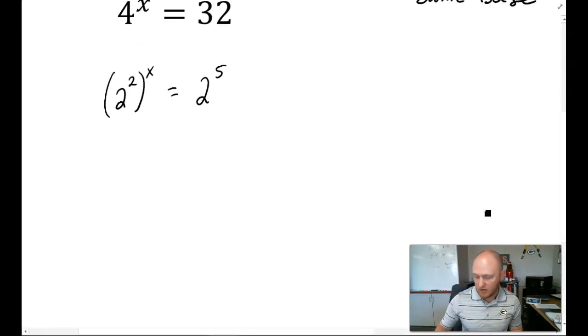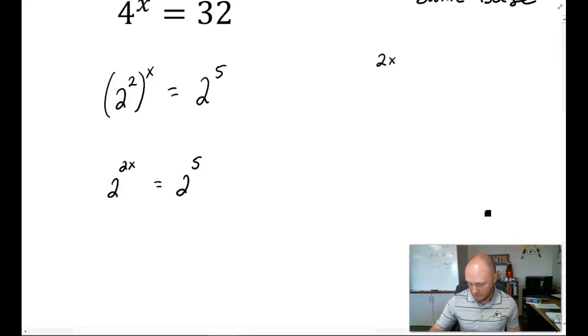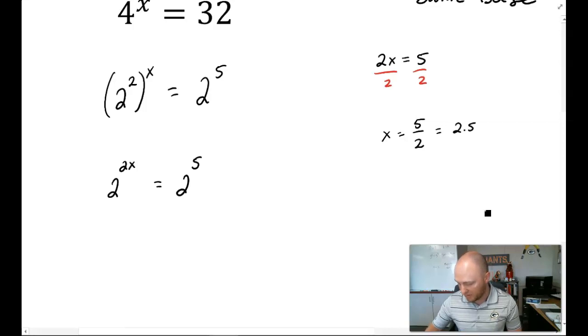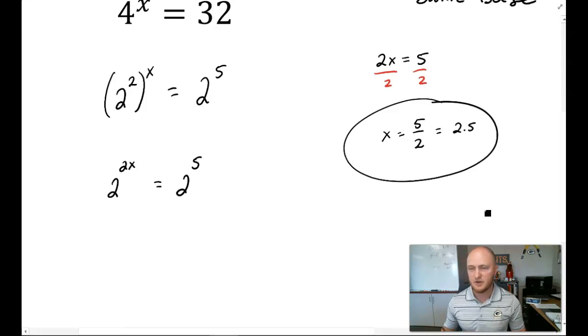Okay, so I have 2 squared to the power of x. That's just 2 to the power of 2x. And 2 to the power of 5 stays the same. Okay, same base. Exponents must be the same. So 2x is equal to 5. I'll go ahead and divide by 2 on both sides. And we get x is equal to 5/2. If you don't like fractions, you can write 2.5. But either way is right.